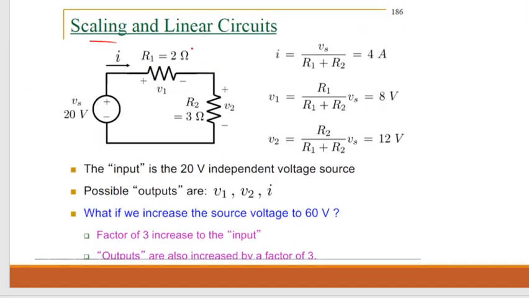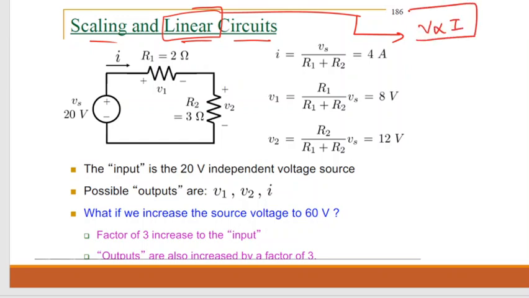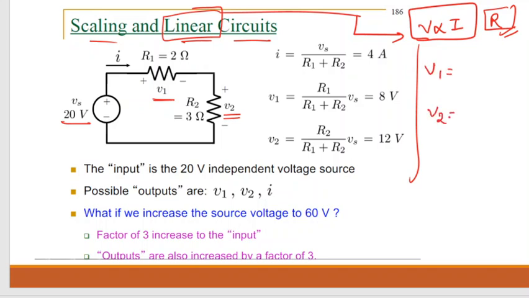Next one is scaling in a linear circuit. As you already know, linear elements are those elements which follow Ohm's law, right? That is, V is directly proportional to I, and in those elements we mainly use resistors. Correct? So here 20 volt is there. From here we can get V1 and here we can get V2 by using the voltage division rule, right? So can you tell me what would be the value for V1 and V2 by using the voltage division rule?